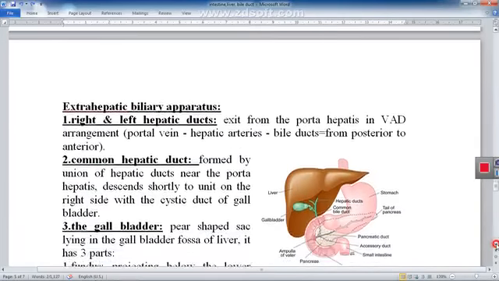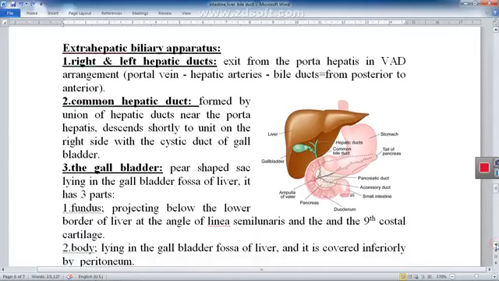The last topic is the extrahepatic biliary apparatus. The extrahepatic biliary apparatus is formed of the following parts, starting from the porta hepatis, which is the hilum of the liver. It is formed of left and right hepatic ducts at the porta hepatis that are arranged in VAD arrangement, the vein posteriorly, the hepatic artery in the middle, and the bile duct is anterior. The left and right hepatic ducts unite at the porta hepatis to form, number 2, the common hepatic duct. The common hepatic duct descends shortly and then unites on the right side with the cystic duct, which is the duct of the gallbladder.